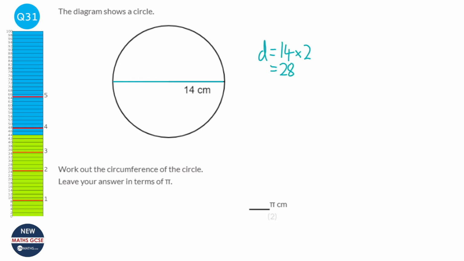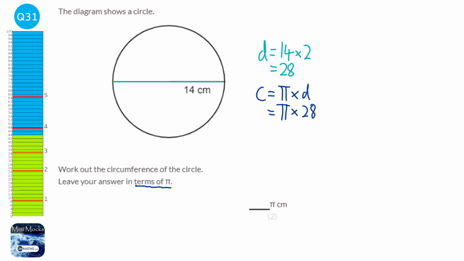The formula for the circumference of a circle is just pi times the diameter, which will be pi times 28. Now to write this in terms of pi, which the question asks for, we just put the number first and then pi. So it will be 28 pi.